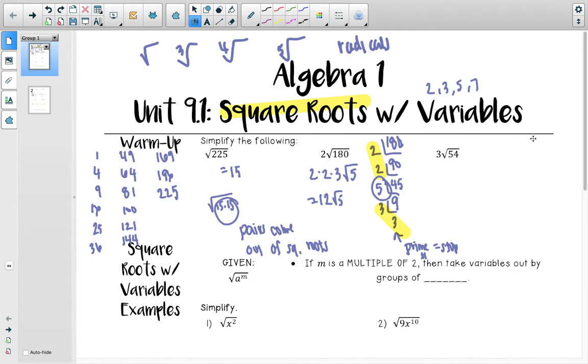Okay, so another example, 54. We're going to go ahead and do this method. The 3 is just going to stay there, so I'm going to rewrite it. 54 divided by 2 is 27. That's not divisible by 2, so I want to use 3.